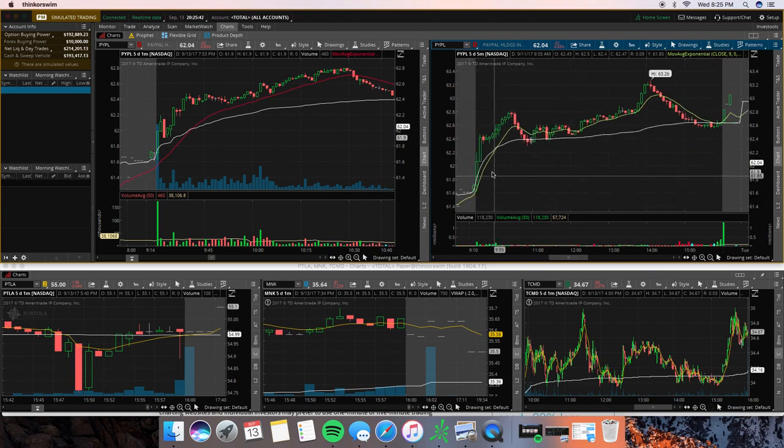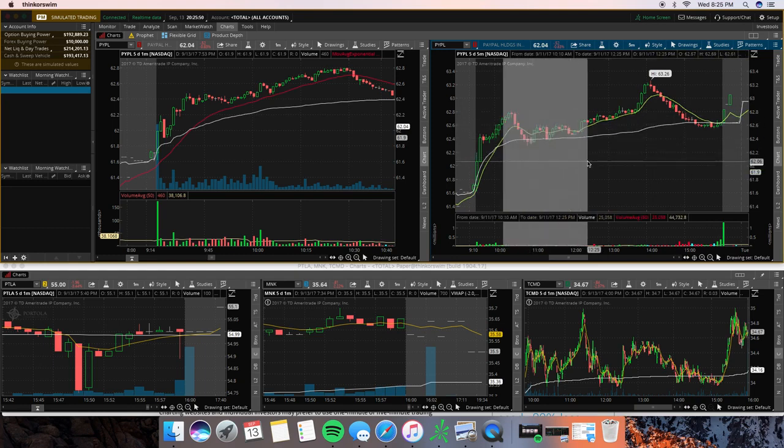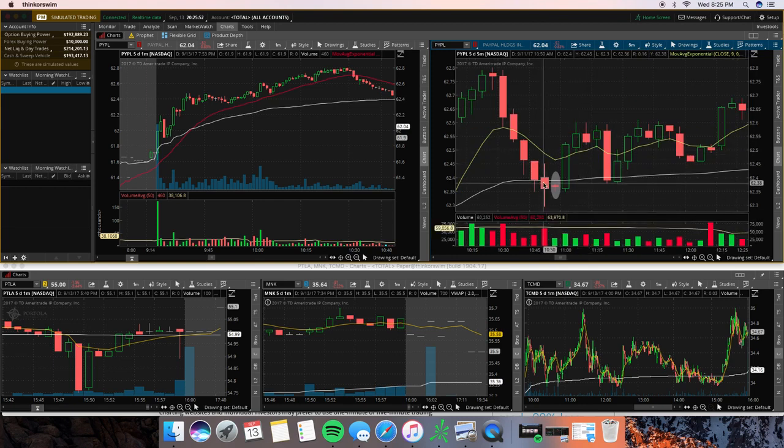But either way, what you're looking for is a strong stock. You're looking for profit taking all the way down to VWAP. The next candle to make a new high right here is your entry. The stop is the bottom of that candle.